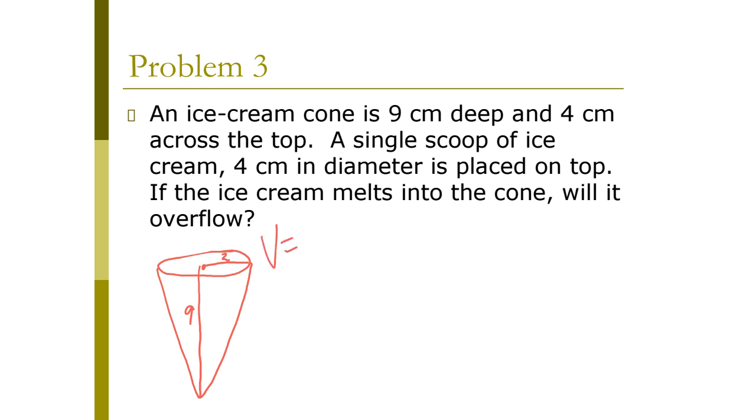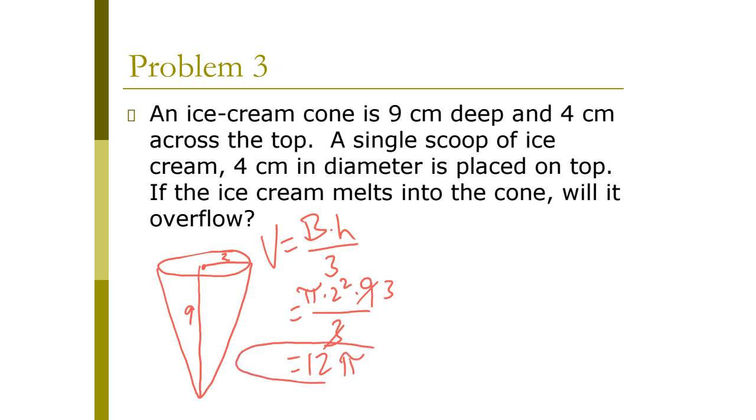Well, my volume, as we know, is big B times H over 3. My base is pi times my radius of 2 squared. My height is 9, all over 3. What is that going to give me? Well, I could simplify the 9 to the 3. So I'd have 4 times 3 is 12 pi. So that's my volume of the cone.